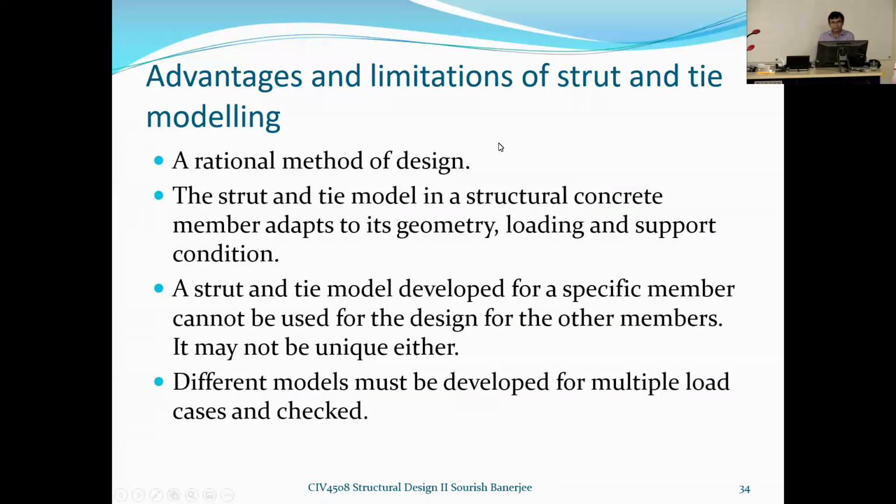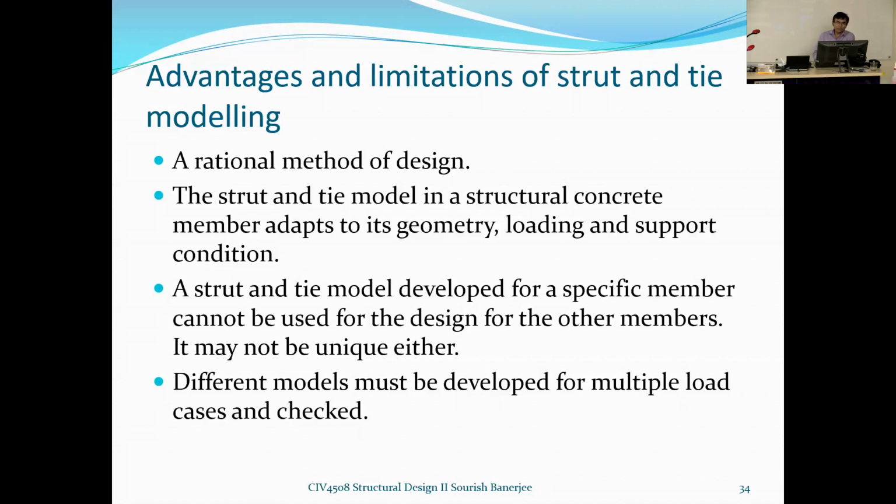Now let's look at the advantages and the limitations of strut and tie modeling. It is a rational method of design because it's not a very empirical approach. Well, because the process is very simple. If you think in general, we are thinking that the load will be carried by a system which is made of what? Made of the compressive fields and tensile fields, and they are connected at the interconnected nodes. So the tension fields are represented or called ties, and the compressive fields are called struts. Okay, so that way it's a very rational approach.